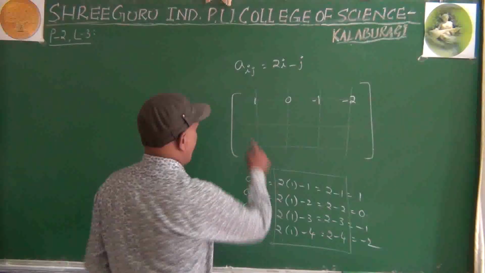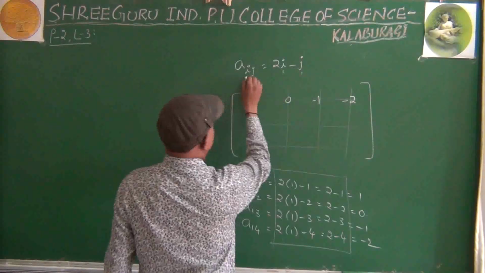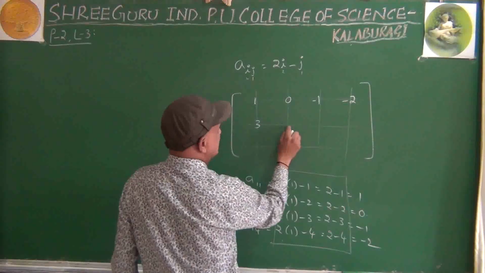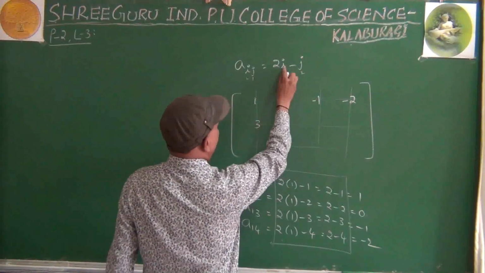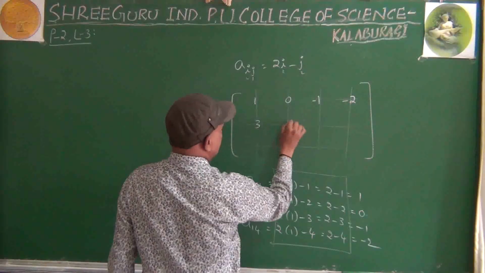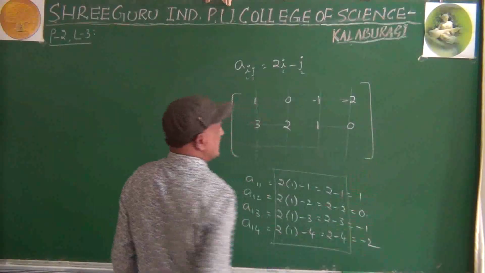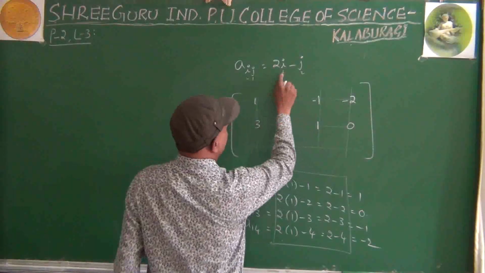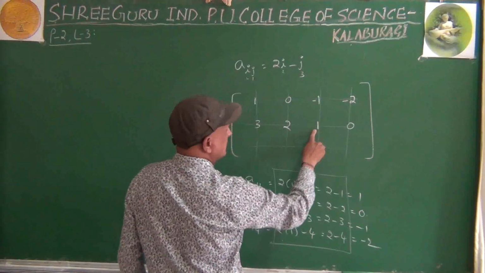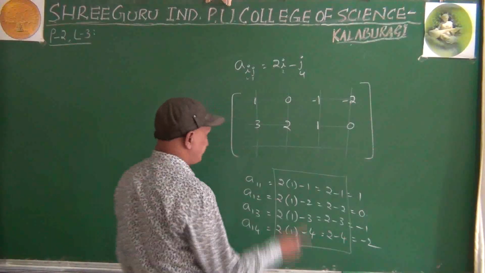Coming to this one. Second row, first column. 2 times 2 is 4, 4 minus 1 is 3. This is second row, second column, i value 2, j value 2. 2 twos are 4, 4 minus 2 is 2. Same like that, if you simplify, you will get 1 here, 0 here. Why? Because this is second row, third column, 4 minus 3 is 1, and 4 minus 4 is 0. Okay now?